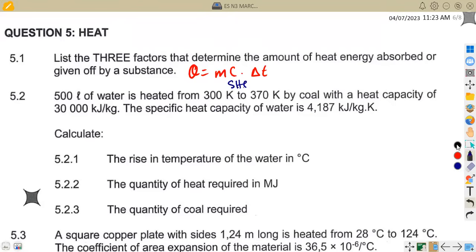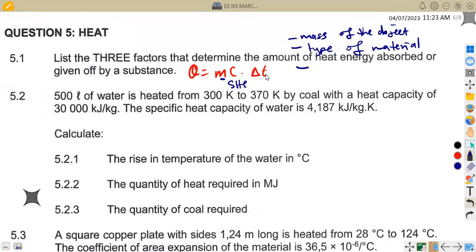All right, so these are the 3 factors that we have here. We are talking about the mass of the object, which is supposed to be in kgs. The specific heat capacity is telling us about the type of material that you are using. What is the type of material that you are using?